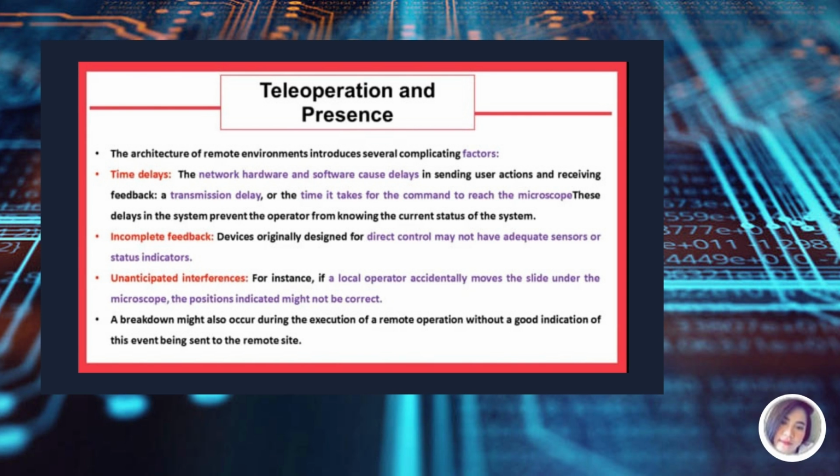The second one is incomplete feedback. The devices originally designed for direct control may not have adequate sensors or status indicators. And the third one is anticipated interferences. For instance, if a local operator accidentally moves the slide under the microscope, the positions indicated might not be correct, and a breakdown might also occur during the execution of a remote operation without a good indication of this event being sent to the remote site.